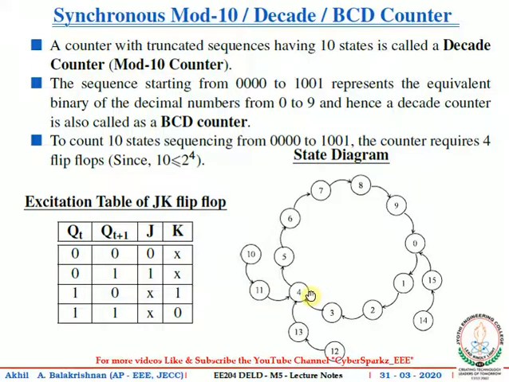Similarly, we can verify the remaining 4 states also. That is, from state 12 the counter changes its state to 13 and again changes to state 4, and from state 14 the counter changes its state to 15 and later changes to the initial state 0. So from the 6 invalid states, the counter will return back to a valid state after 1 or 2 clock pulses. The counter is not experiencing any lockout problem.